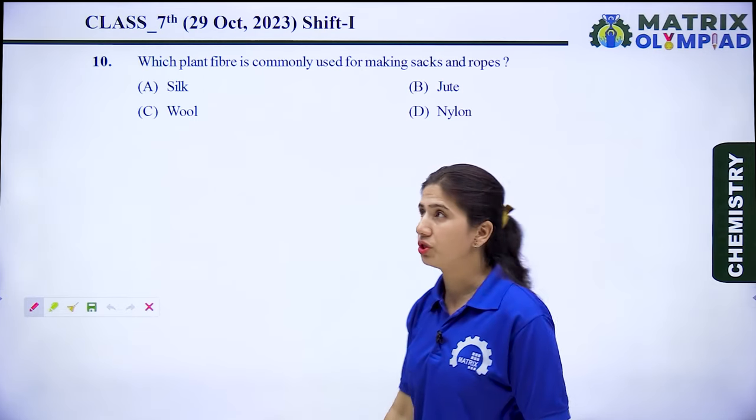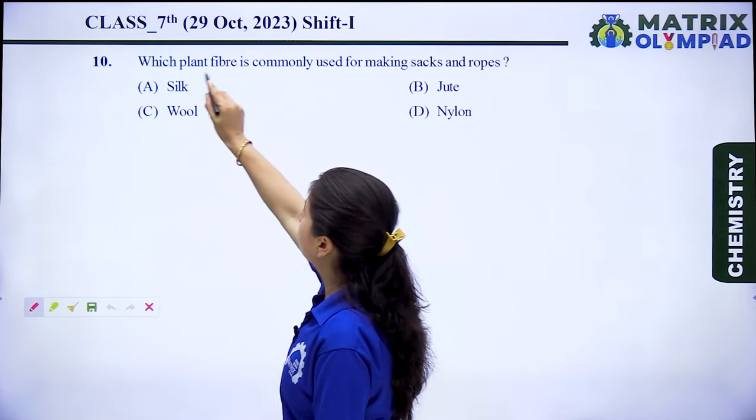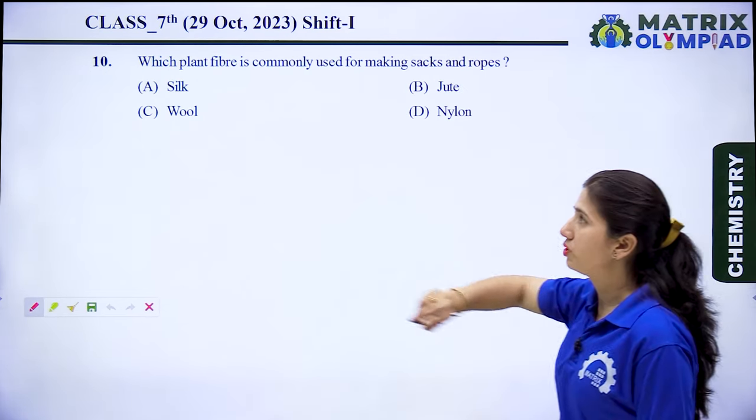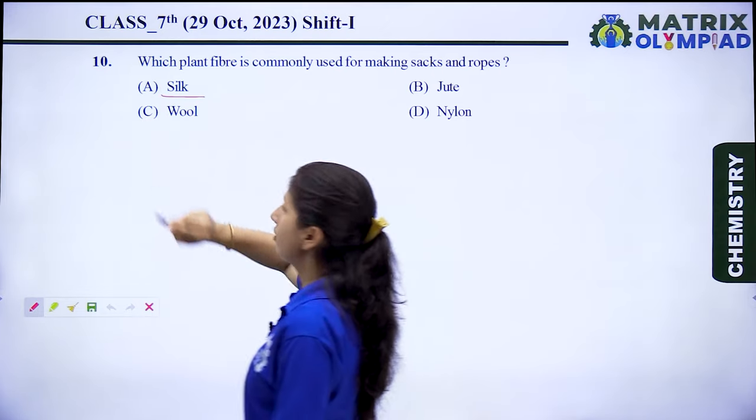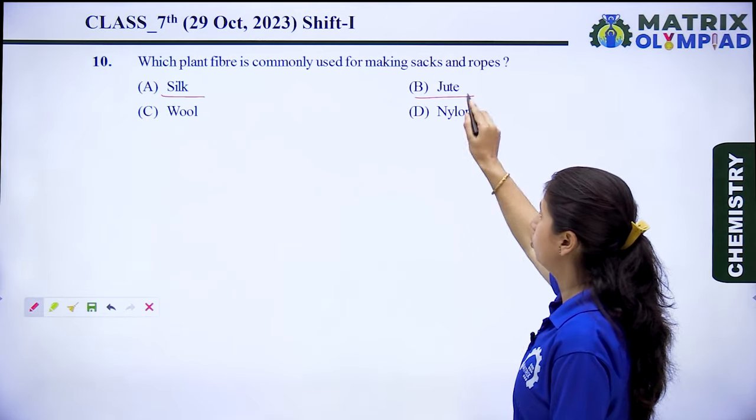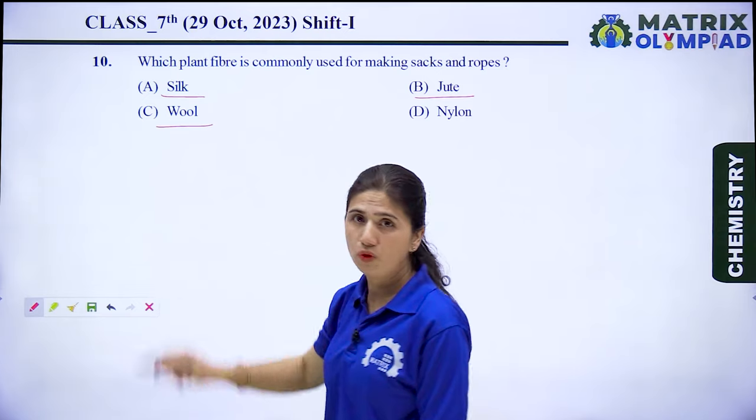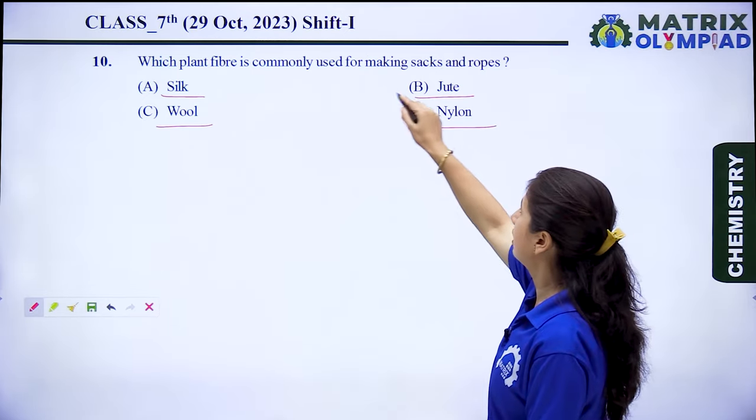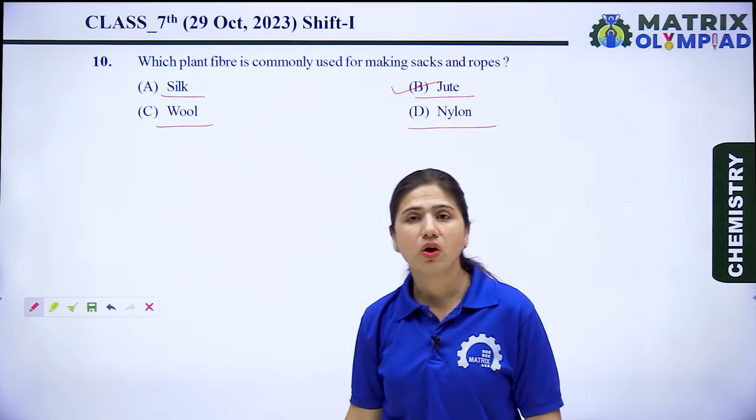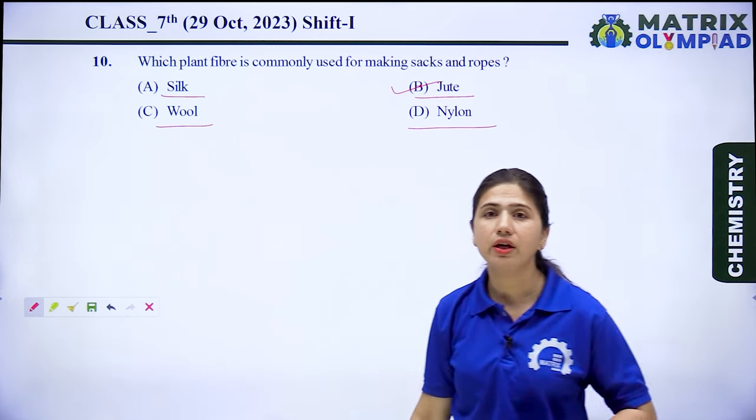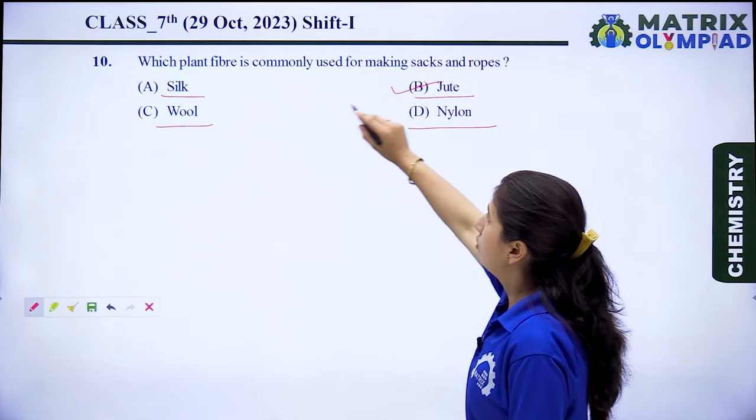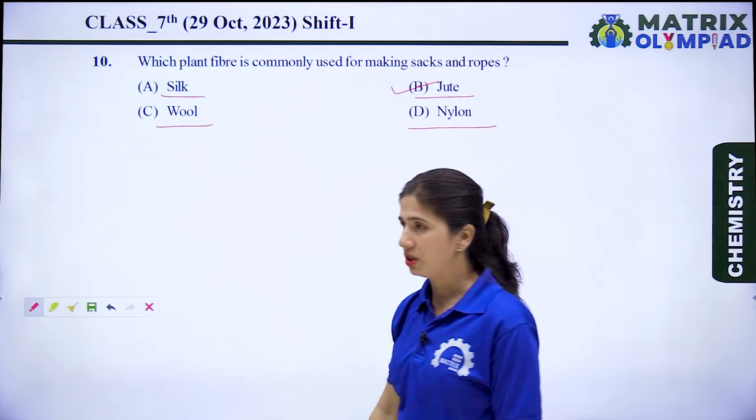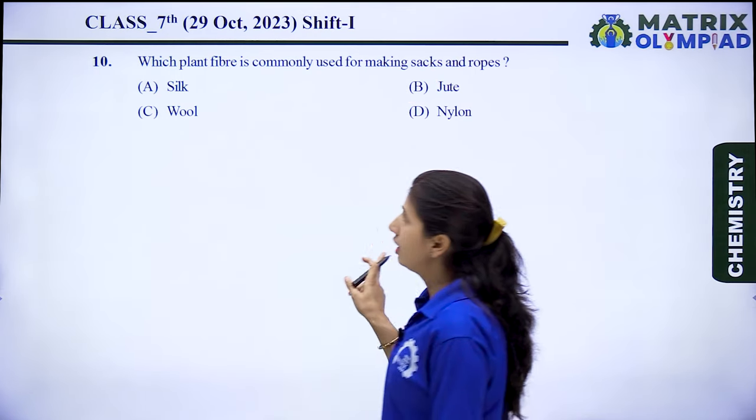Now let's see the question. The question is, which plant fiber is commonly used for making sacks and ropes? Option A is silk. Option B is jute. Option C is wool. And option D is nylon. So option B is the right option for this question because jute is a very strong and durable fiber. So jute is commonly used for making these types of substances.